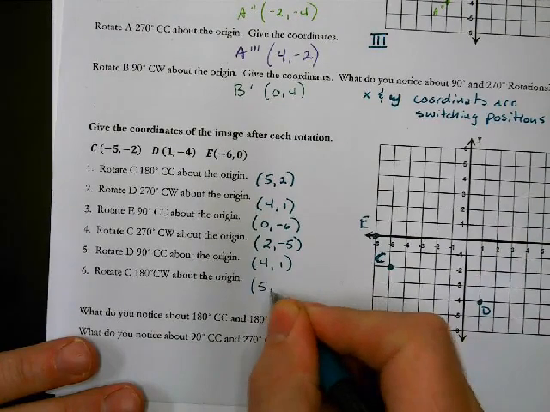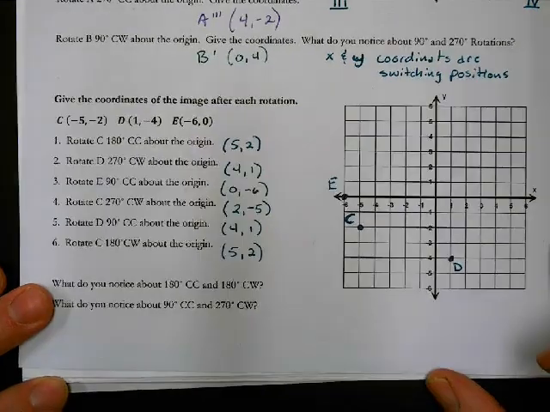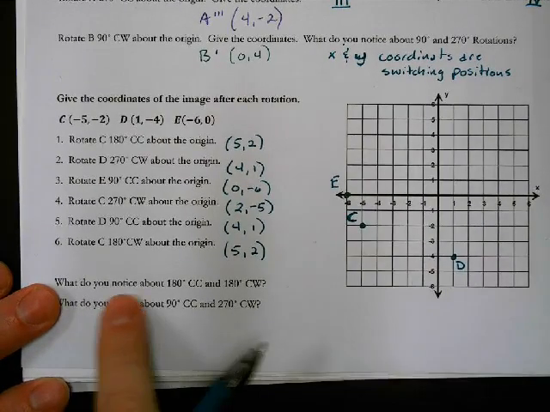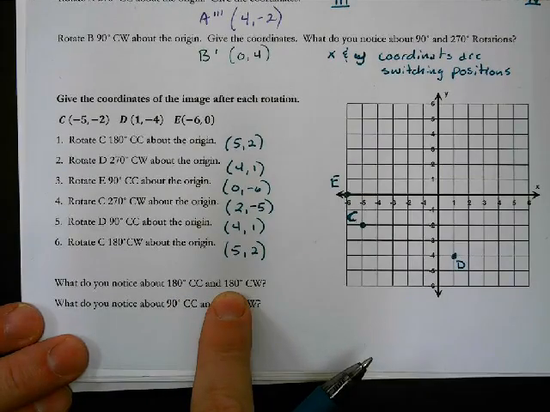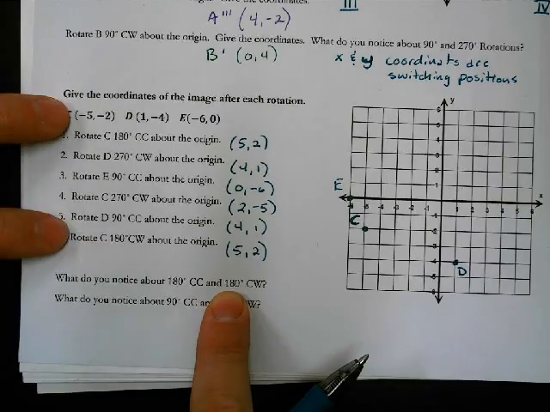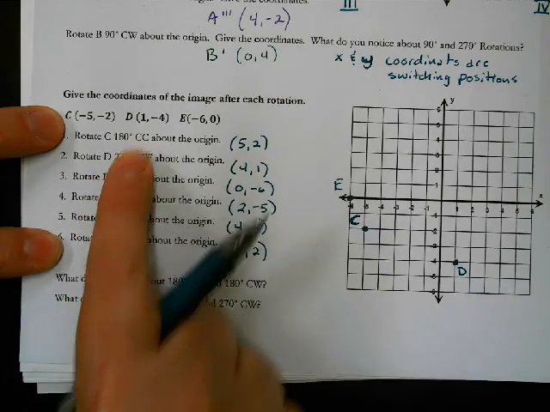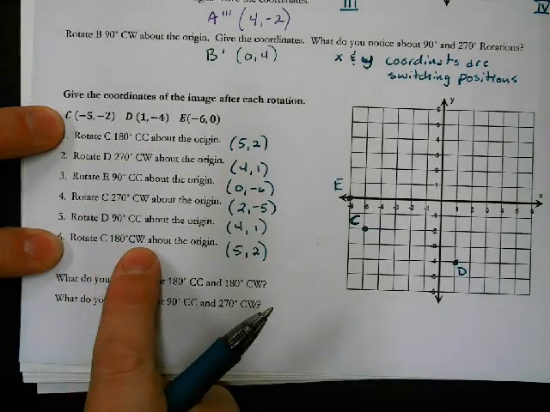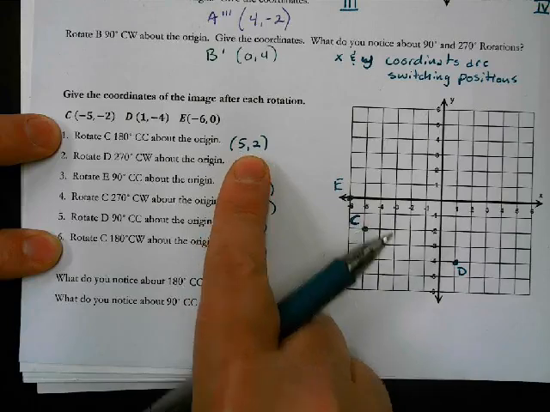All right, let's answer the final questions here. What do you notice about 180 degrees clockwise and 180 degrees counterclockwise? So with C, we started with 180 degrees counterclockwise and we ended by doing 180 degrees clockwise. Now let's see what happened. When we did 180 degrees clockwise, we got 5, 2. And when we go 180 degrees counterclockwise, we still got 5, 2.